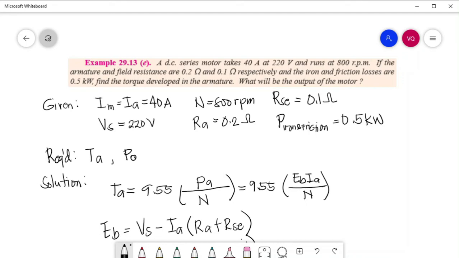So we have here the given. The armature current, since this is a series motor, the motor current is equal to the armature current, equal to 40 amperes. Speed is 800 revolutions per minute. Rse is 0.1 ohm. Source voltage is 220 volts. Armature resistance is 0.2 ohm. The iron and friction losses is 0.5 kilowatts. Required is the armature torque and the output power.